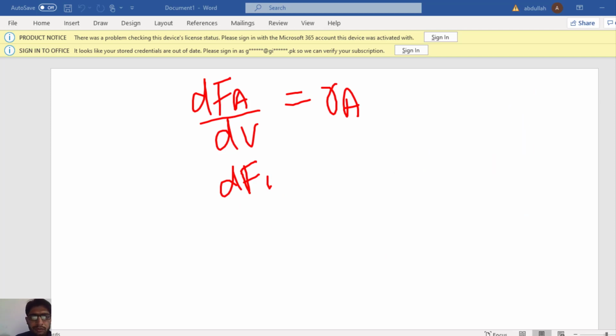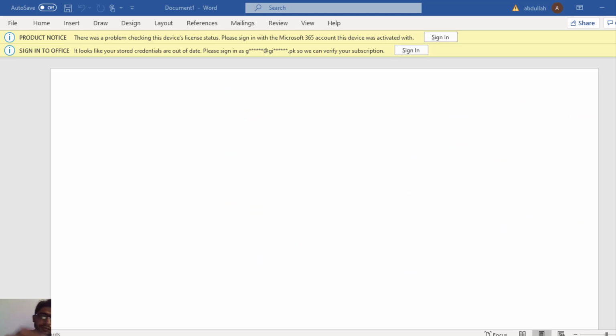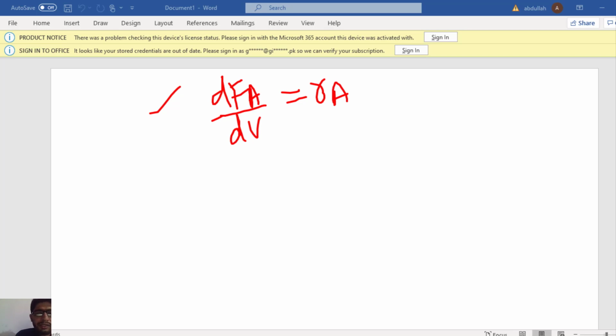Now what will be the integral form of the equation? For the PFR, dFA by dV is equal to RA. This was the differential form for the PFR. Now we can also write it in the form dFA by RA is equal to dV.